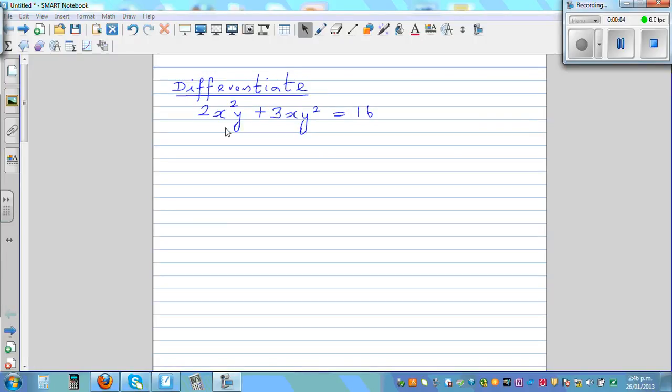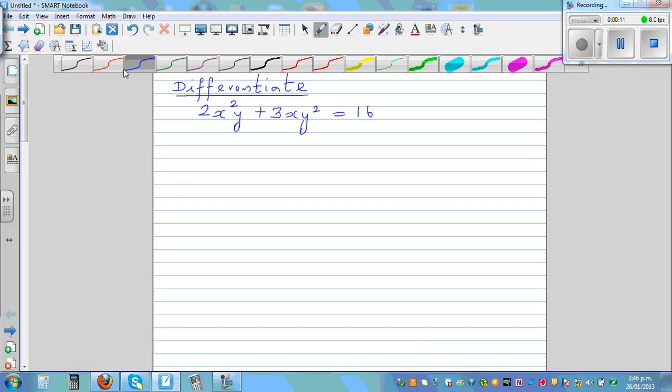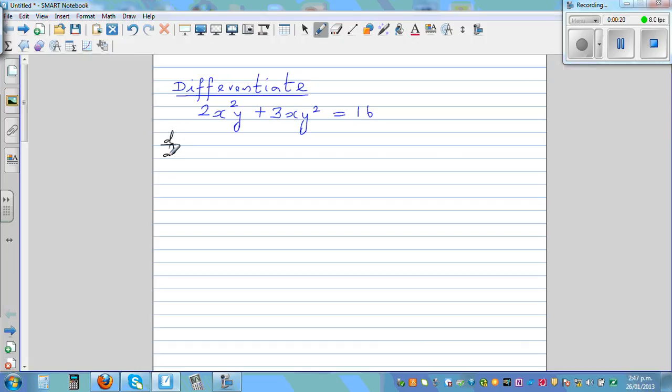Differentiate 2x squared y plus 3xy squared is equal to 16. So when you're differentiating, you apply the operator to each of the expressions. So this is d by dx of 2x squared y plus d by dx of 3xy squared is equal to d by dx of 16.